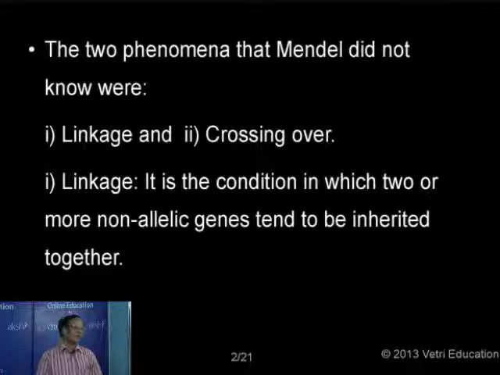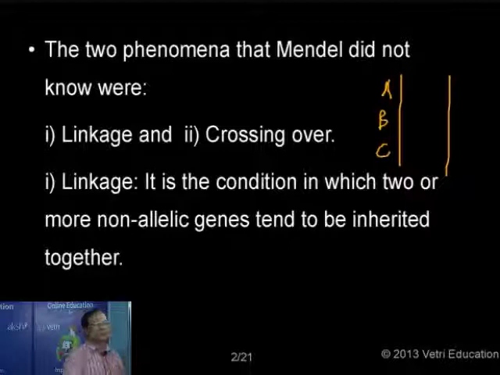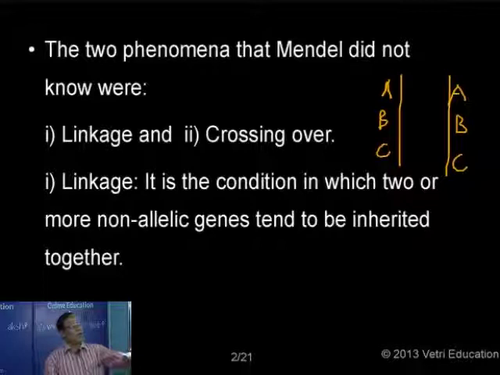Now, what do you mean by linkage? Normally we have sets of genes localized on the chromosomes. For example, if you take the genes A, B and C, these three genes are called non-allelic genes. A and A are allelic, and B and B and C and C, but A, B and C are all non-allelic pairs of genes. I have taken three genes localized on the homologous pair of chromosomes. Let us assume these genes are present in chromosome number 1.